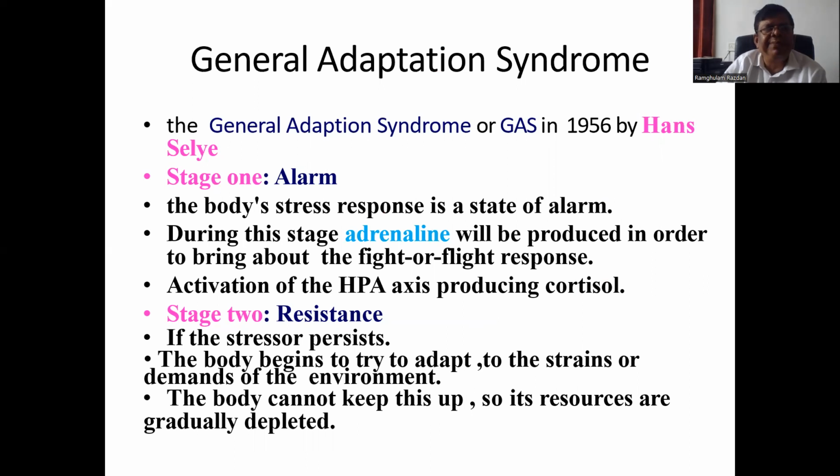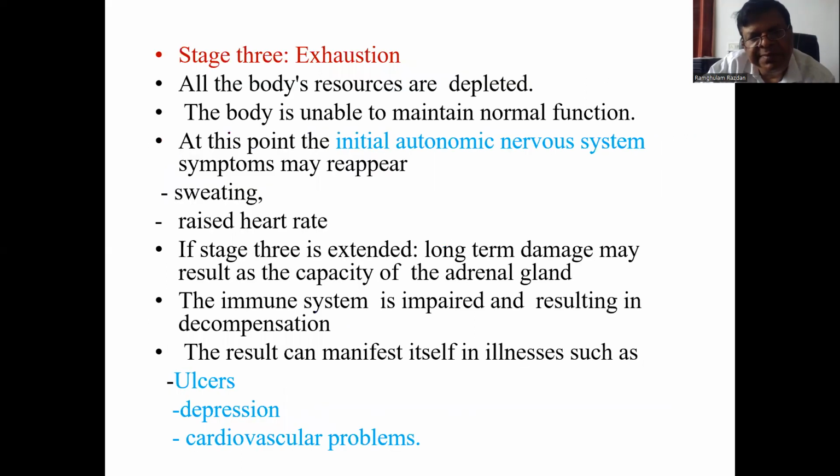What happens in stage one? The body's stress response is a state of alarm. During this stage, adrenaline is produced in order to bring about the fight or flight response. Activation of the HPA axis leads to more production of cortisol. In stage 2, there is resistance. If the stressor persists, the body begins to try to adapt to the strains or the demands of the environment. The body cannot keep this up, so its responses are usually depleted.